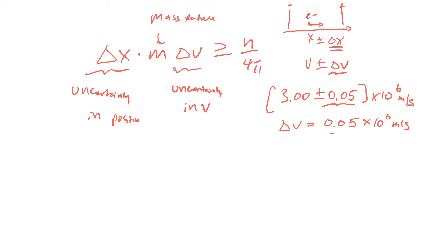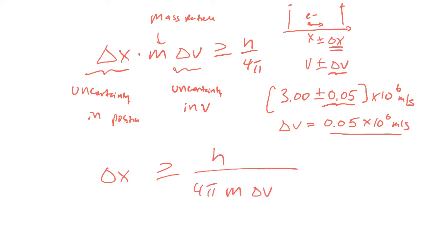So if we have an electron with a velocity of 3.00 times 10 to the 6 meters per second, and our uncertainty in that velocity is 0.05 times 10 to the 6 meters per second, then the way we would solve for the uncertainty in x, if that's what we want to solve, is that it's going to have to be greater than or equal to h divided by 4 pi m delta V. Okay, so we're still considering the electron here. We're still considering as a given, it's 9.109 times 10 to the minus 31 kilograms. Again, you wouldn't have to memorize that. We're just using the same numbers from the previous problem.